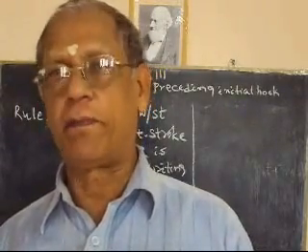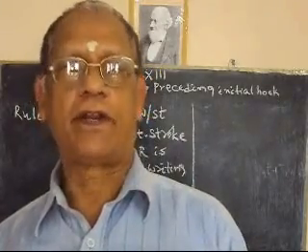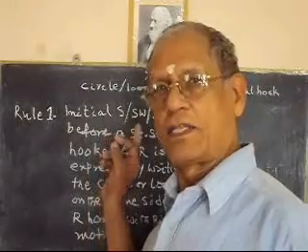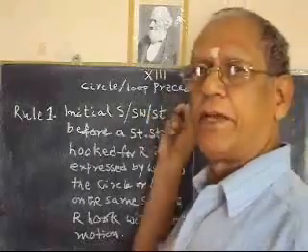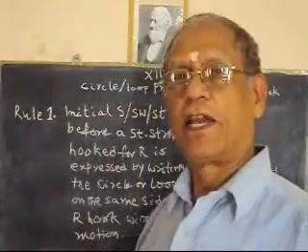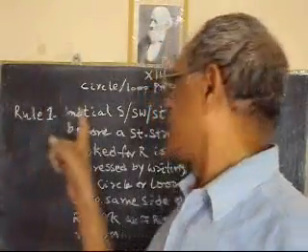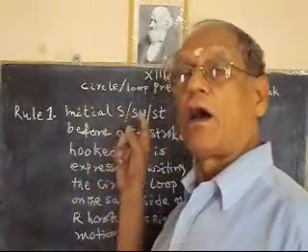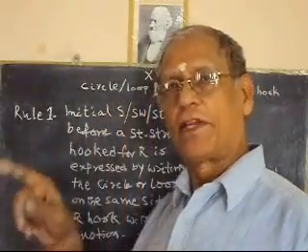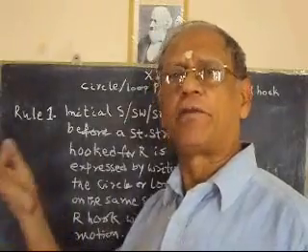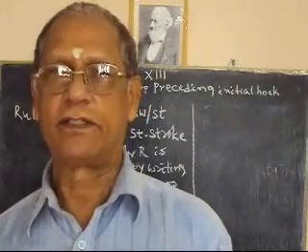Initial S, swa or sti, before a straight stroke hooked for R is expressed by writing the circle or loop on the same side of the R hook, with the right motion. Preceding means occurring before. A straight stroke hooked for R is expressed by writing the small circle or large circle or the loop on the same side of the R hook. That is with right motion. R hook is always written with right motion. Okay? That is the rule.